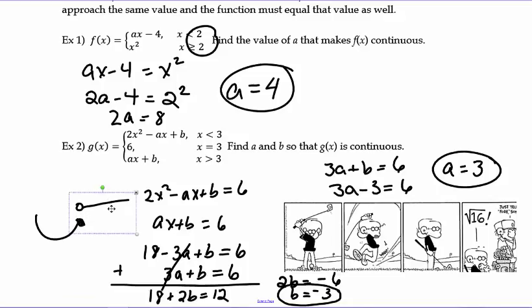Oops. Well, anyways, they're supposed to shift together. I don't know what's going on with my computer right now. But anyways, it's going to bring them all together. A equals 3, b equals negative 3.